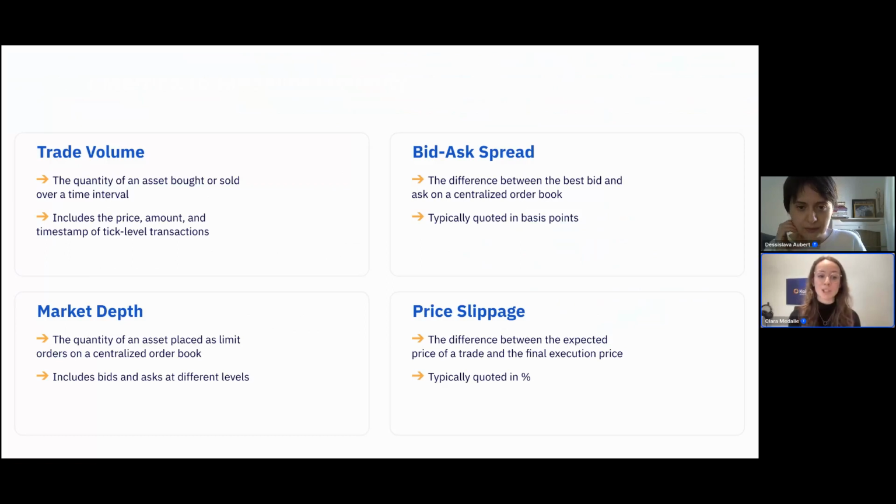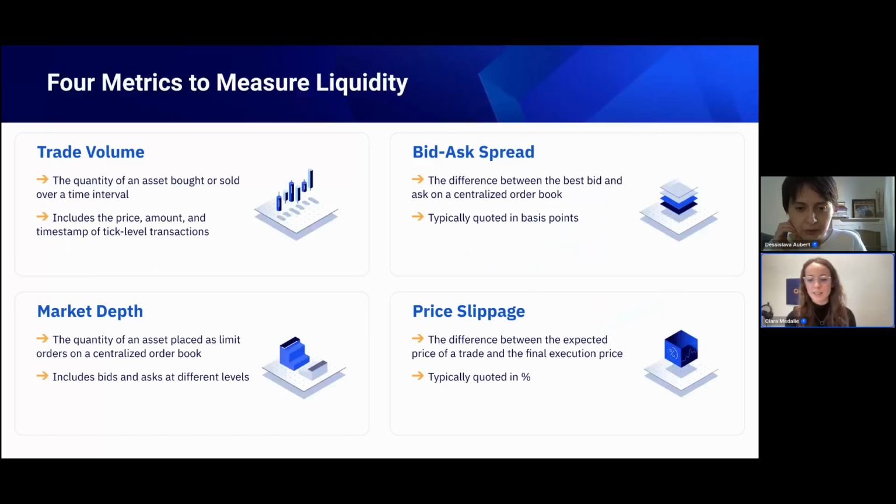So there are 4 main metrics that we use to measure liquidity. The first is trade volume. It's still very important. This is just the quantity of an asset that is bought or sold over a time interval. The higher the value for trade volume, typically the more liquid the asset. The second most important that we use, though, is market depth. This is using order book data. Market depth simply refers to the quantity of bids or asks on either side of the mid price for a trading pair. So when you have a deeper measure for market depth, this typically means that the asset is more liquid.